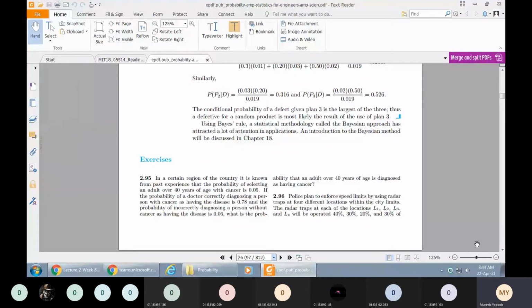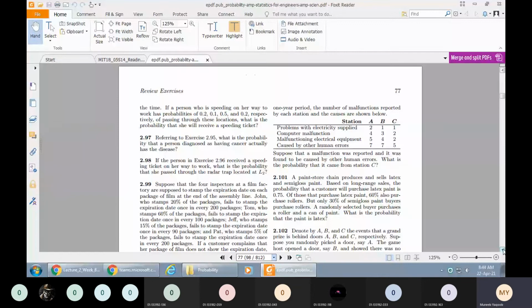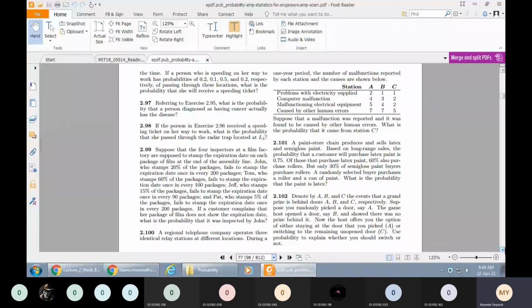Okay, so this is the exercise related to Bayes theorem, and to cut it short, we can do a very good question here. That is question number 2.101. Why do I recommend this question to you? Because it is a question that is using both the Bayes theorem and conditional probability at the same time. So let us start this question.